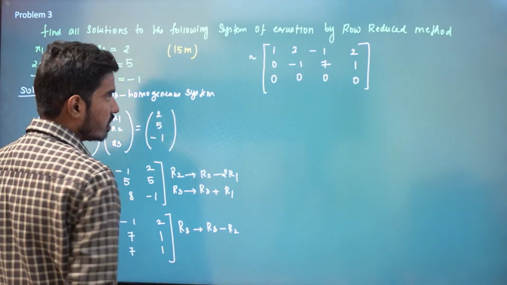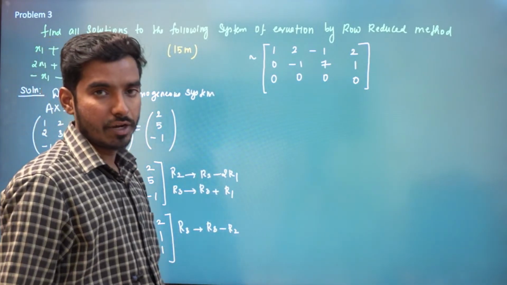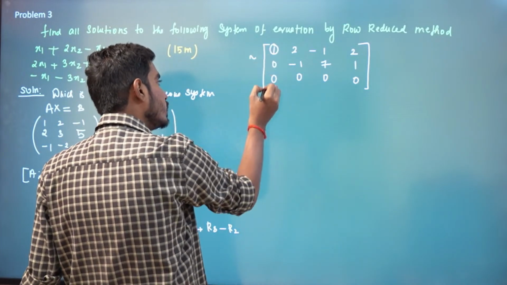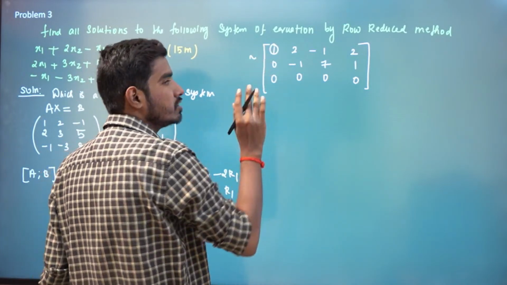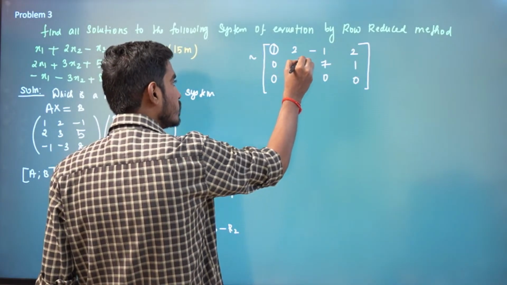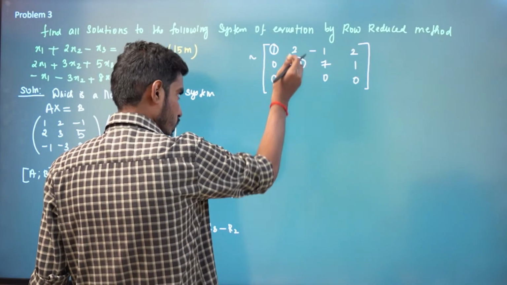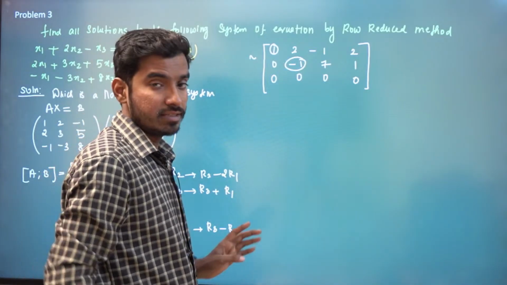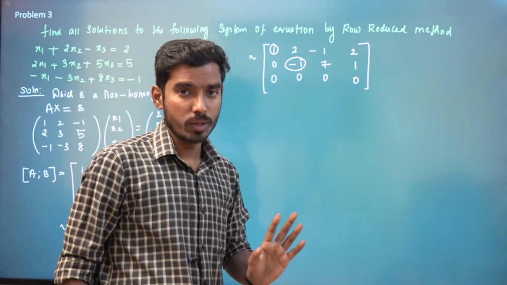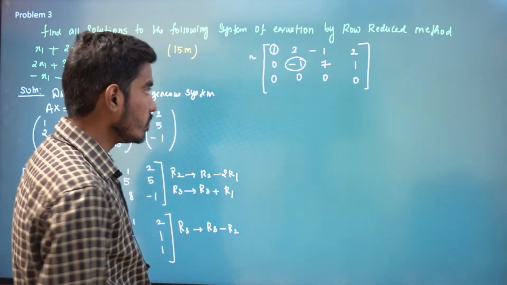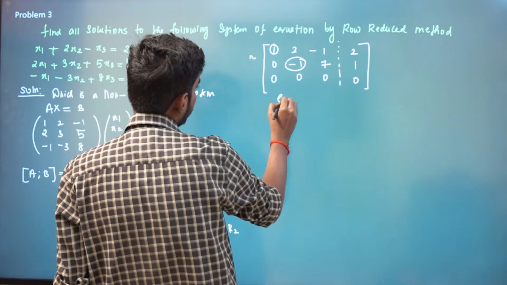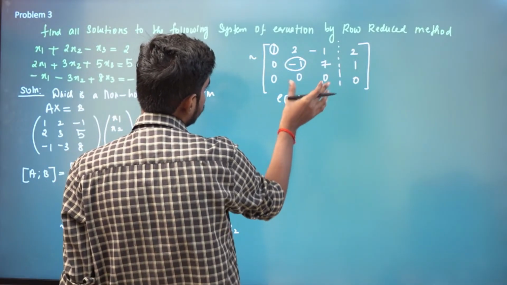Now this is in row echelon form, right? When a matrix is said to be in row echelon form, in the first row, below the first non-zero element's column, everything has to be 0. Yes. Second row, below the first non-zero element's column, everything has to be 0. Yes. Third row, there is no non-zero element. So this is in row echelon form. Now you just compare: what is the rank of A? Rank of A is 2, right?